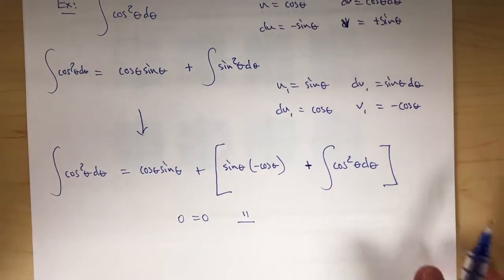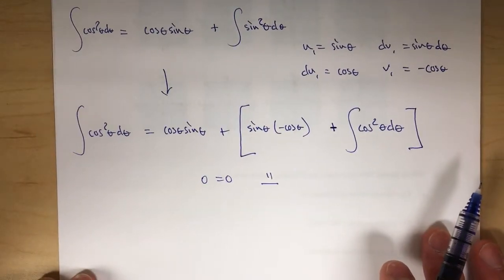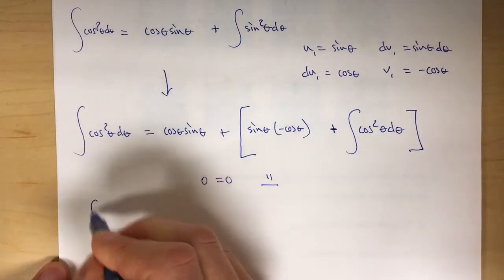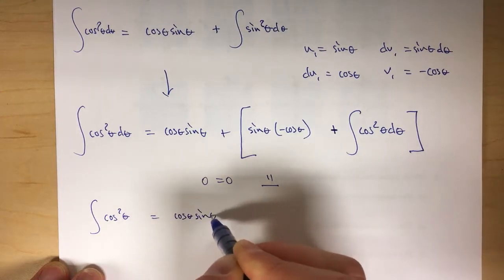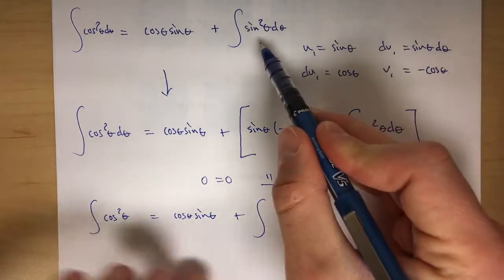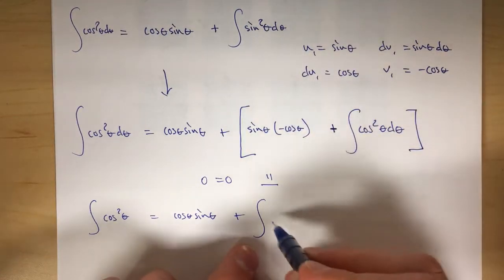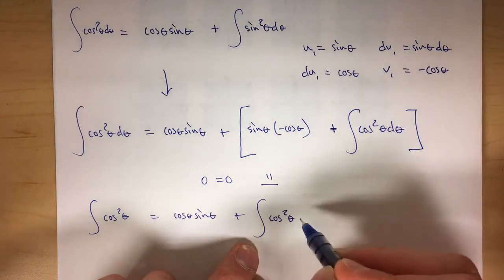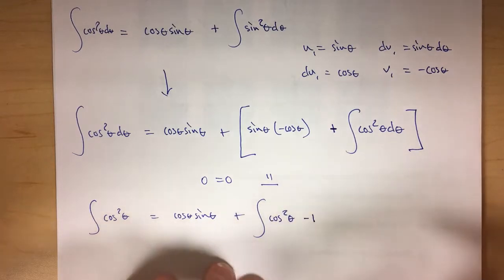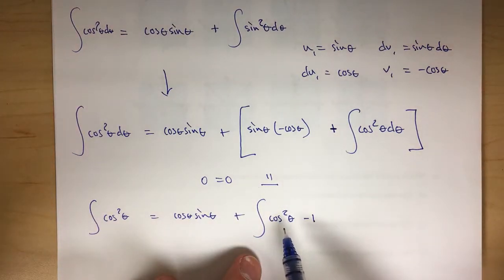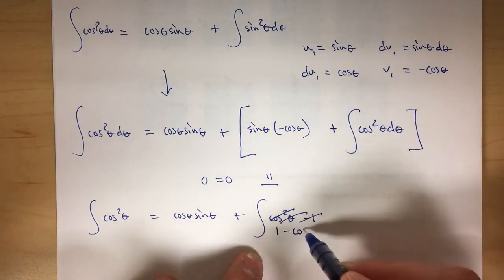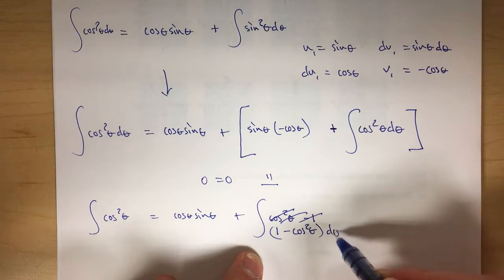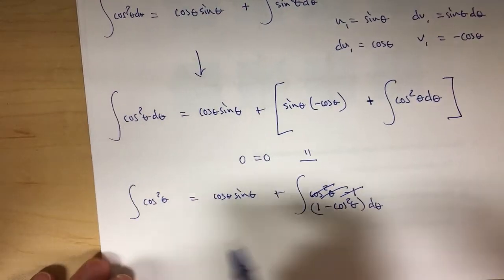So, sine squared, what do I think? How about we try the Pythagorean identity? So we've got the antiderivative of cosine squared theta is equal to cosine theta sine theta plus the antiderivative of sine squared theta. But remember, sine squared theta is actually 1 minus cosine squared theta d theta. Oh boy, I think I'm cooking with gas now.